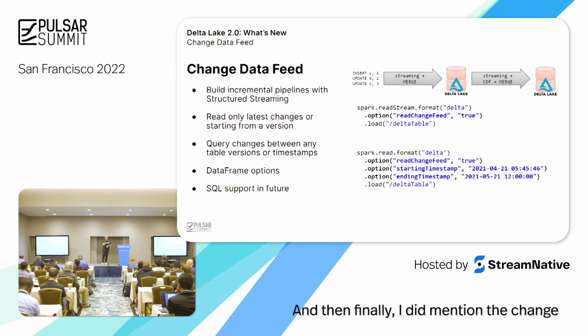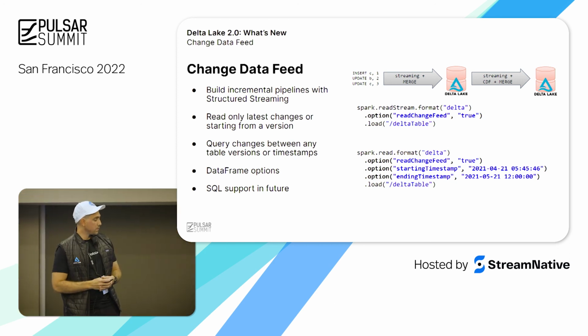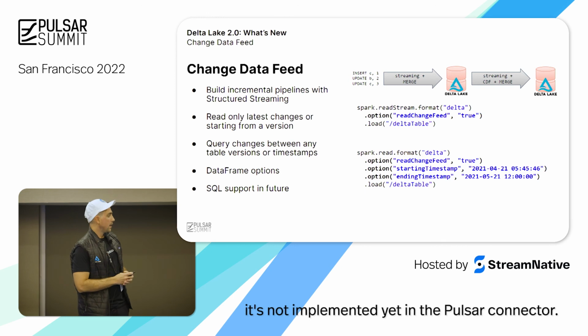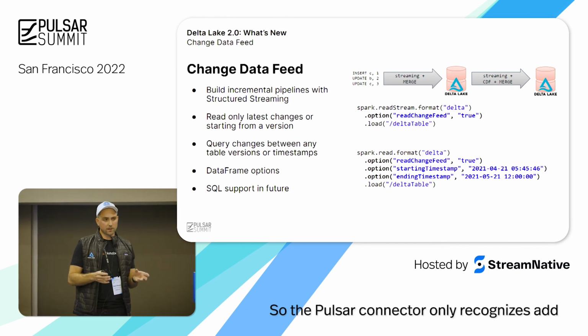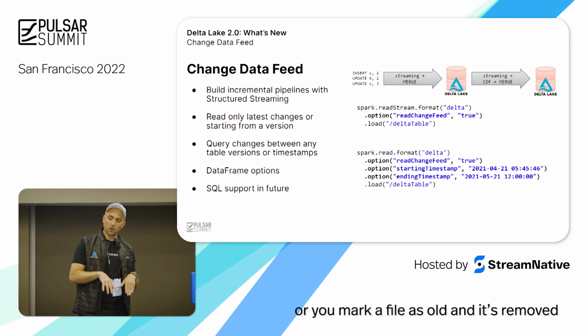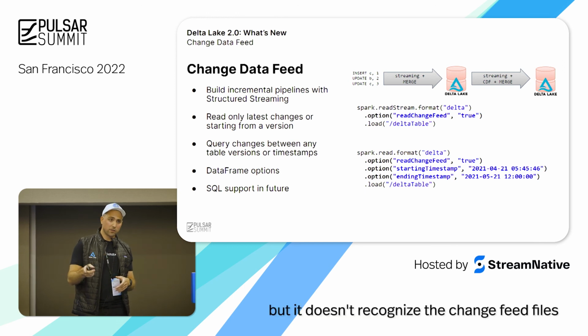And then finally, I did mention the change data feed feature today, and it's fairly new to Delta. It was open sourced just in June. The CDC files that it writes out in the change data folder, like I showed earlier, are not implemented yet in the Pulsar connector. So the Pulsar connector only recognizes add files and remove files. If you add something, or you mark a file as old and it's removed, Pulsar recognizes those, but it doesn't recognize the change feed files.